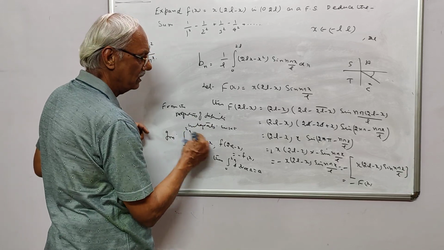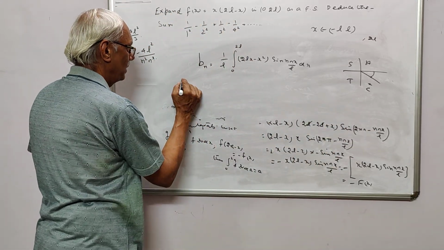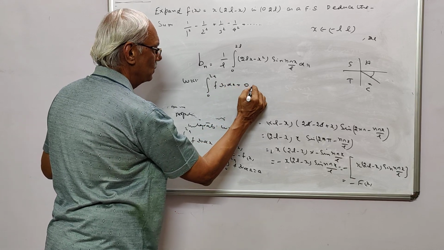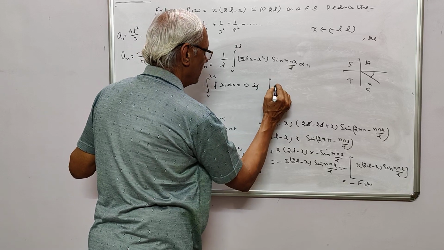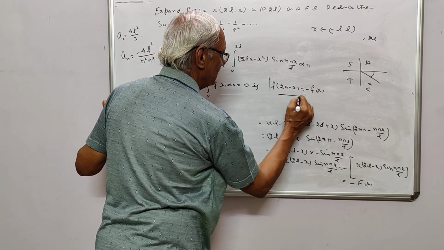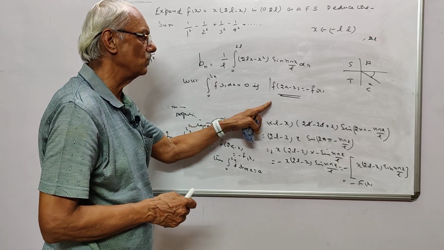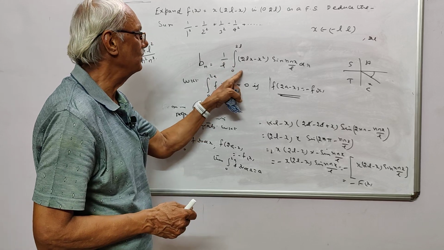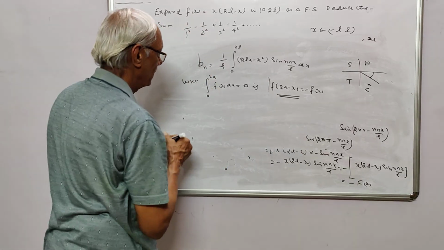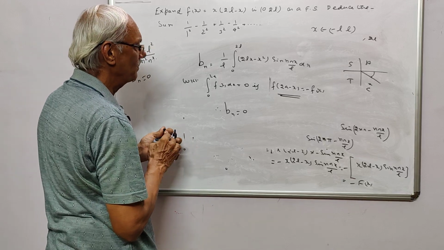So I'll write here, we know that integral of 0 to 2a f of x dx is equal to 0 if f of 2a minus x is equal to minus f of x. If f of 2a minus x is equal to minus f of x, then the integral value of this is equal to 0. The same thing happens here. Therefore, the integral value of this is 0. So we have got Bn is equal to 0.